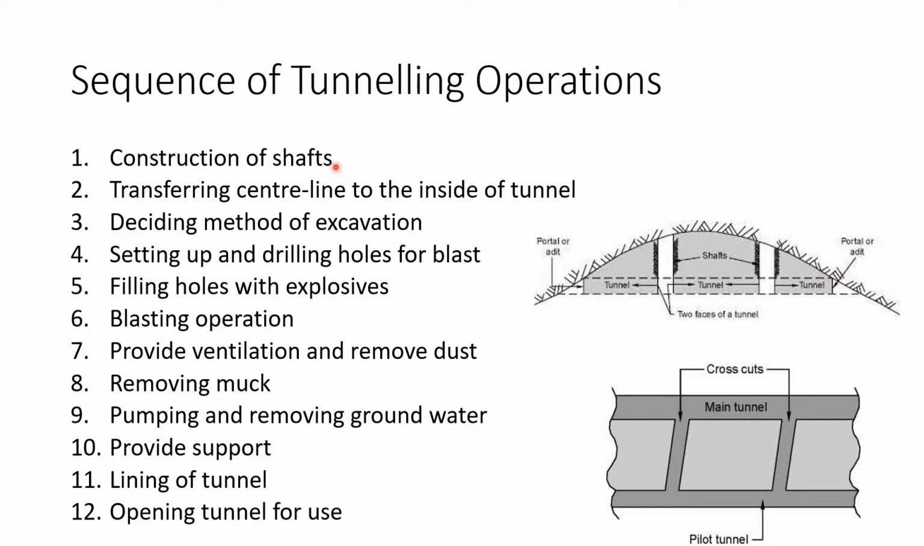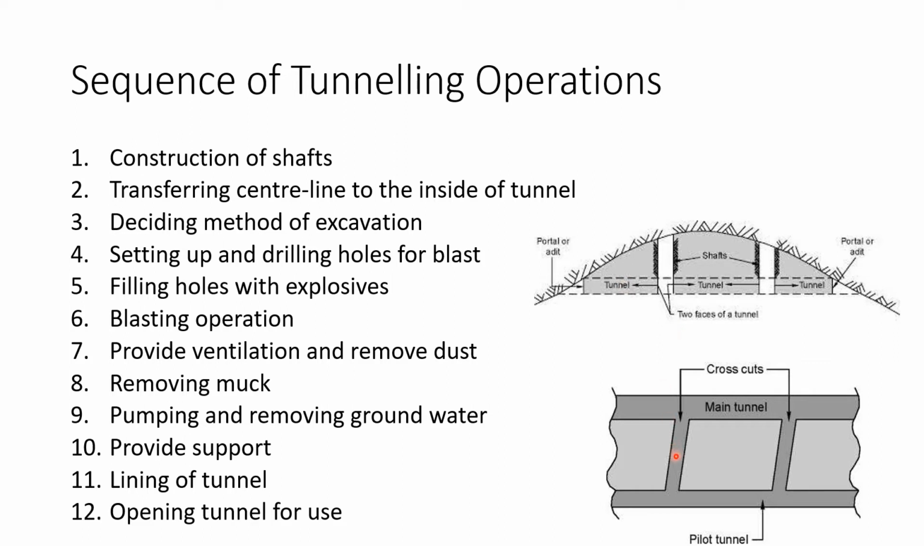So the first one is the construction of the shaft. The surveying operation will be carried out above the surface, and then that is transferred to the tunnel surface. So the points of the shaft that we provide become control points, and the gradient can again be transferred to the tunnel surface through this shaft. So first of all, the shaft needs to be constructed.